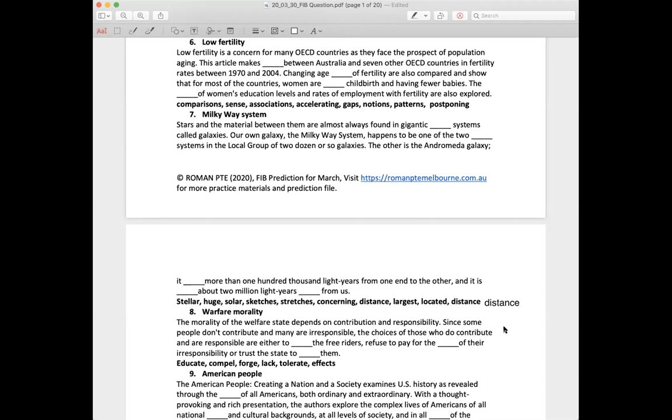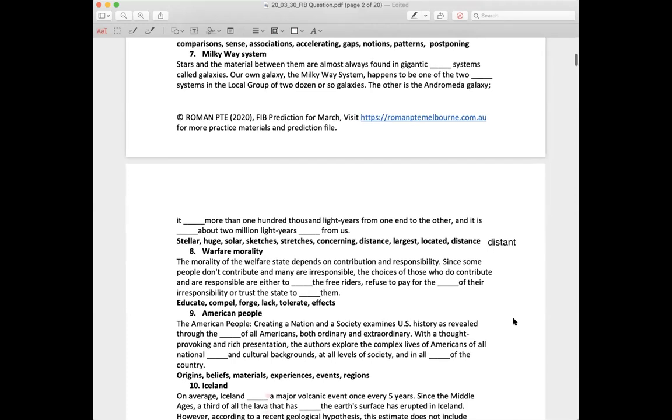So the answer here is, and it is located about 2 million light years distant from us. That means at that distance from us. So distant. I have written the same thing again. Distant. Okay, so the answer for this one is distant.